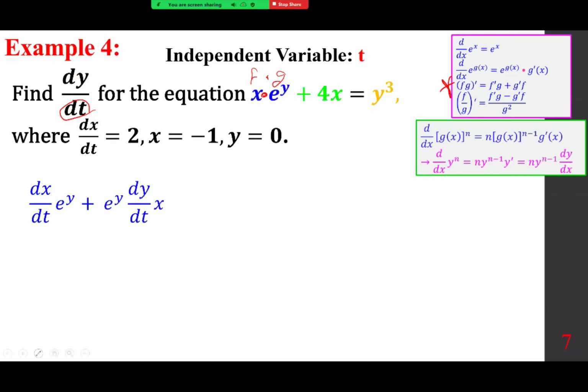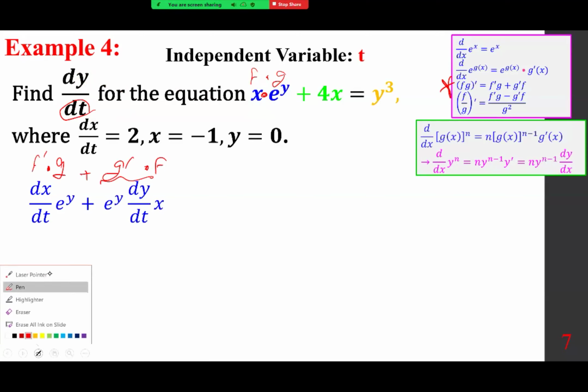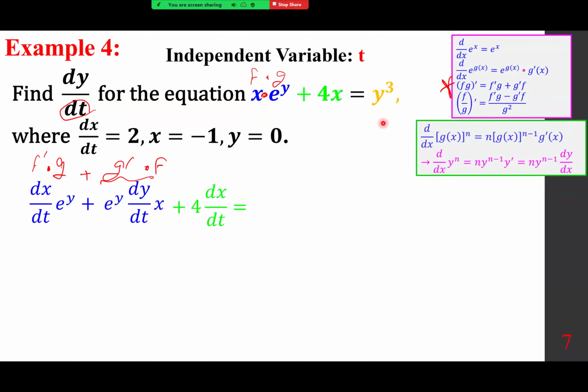In other words, right here, we have f prime g plus g prime f. Now, 4x gives us 4 dx dt, y cubed gives 3y squared. Instead of dy dx, we're going to say dy dt, because t is the independent variable.